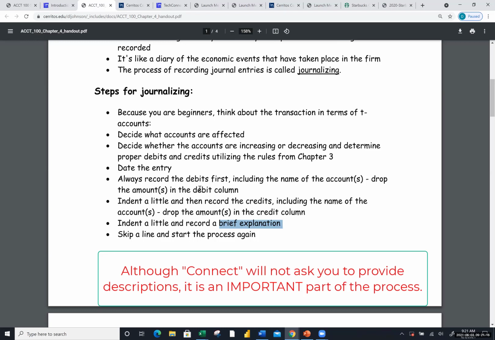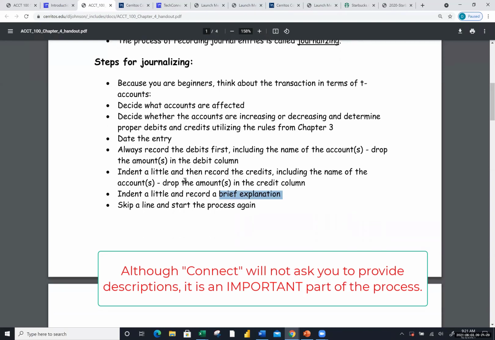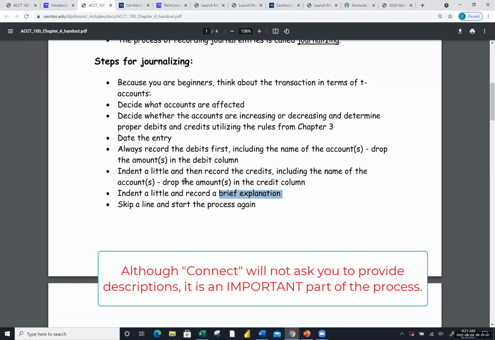But even though Connect is not going to ask you to do this, I'm more concerned about the bigger picture. Know that every journal entry that we place in the journal needs to have a description with a reference to a source document. It could be an invoice number, it could be a check number.